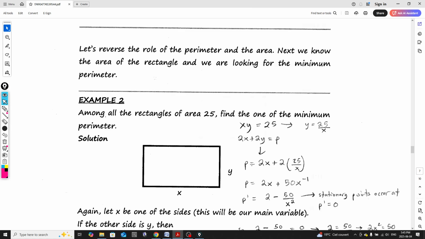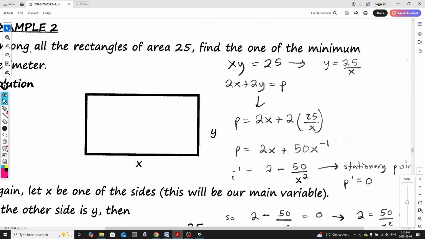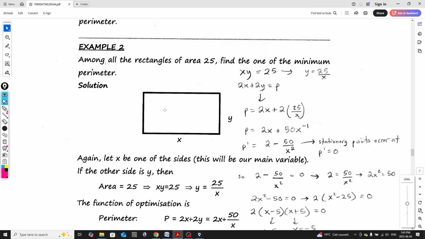Why? Because I now have a perimeter equation that only has one unknown. So this is what my perimeter equation is: perimeter equals 2x plus 2 times 25 over x, which is just 50x to the power of negative 1. The reason I wrote it like this is because now I'm ready to find a minimum of this.